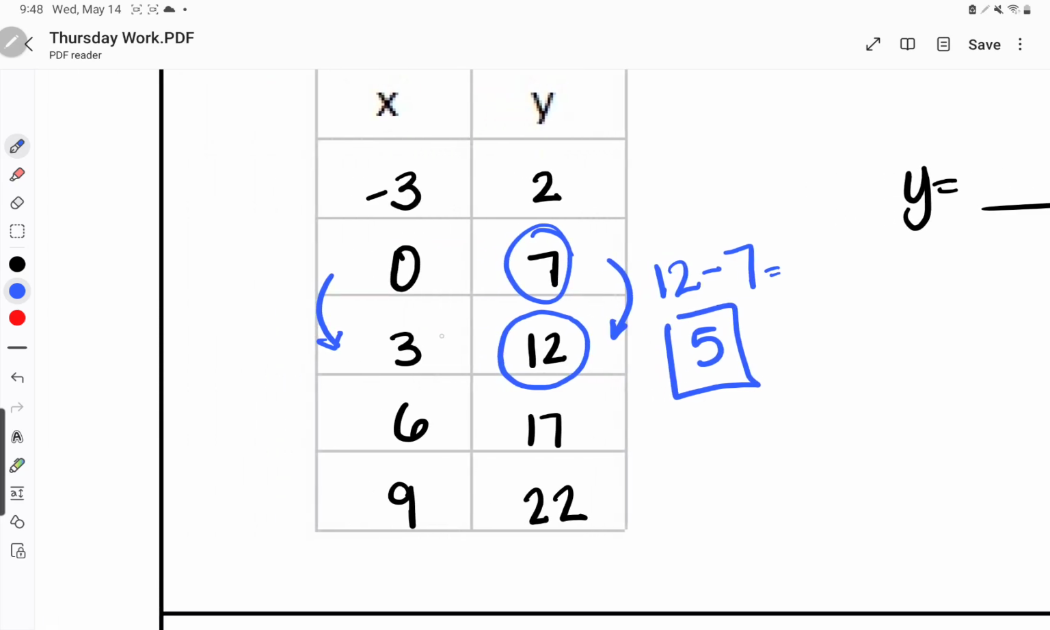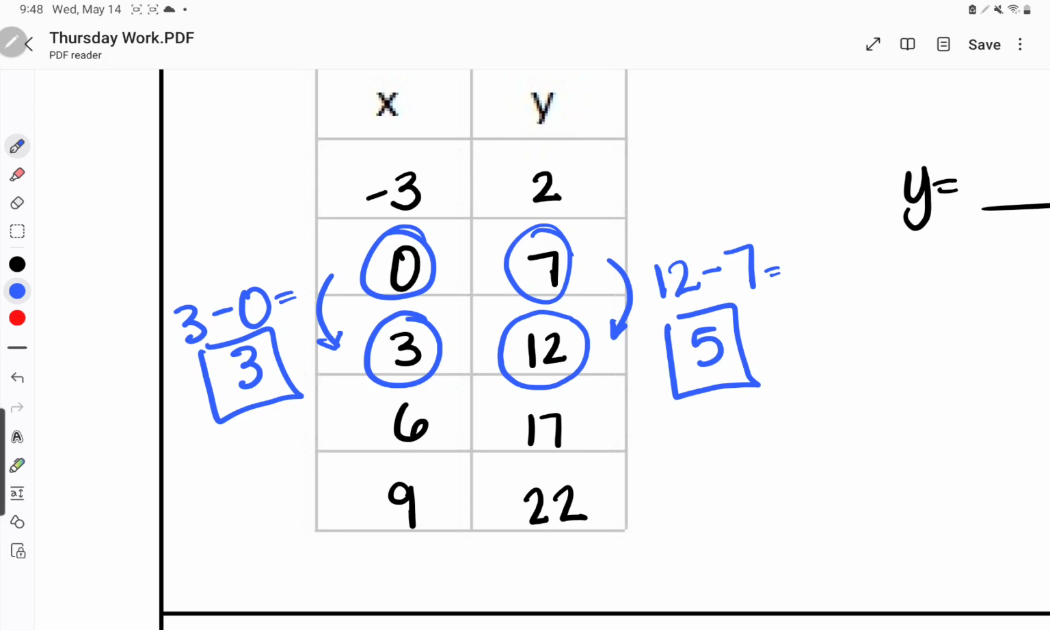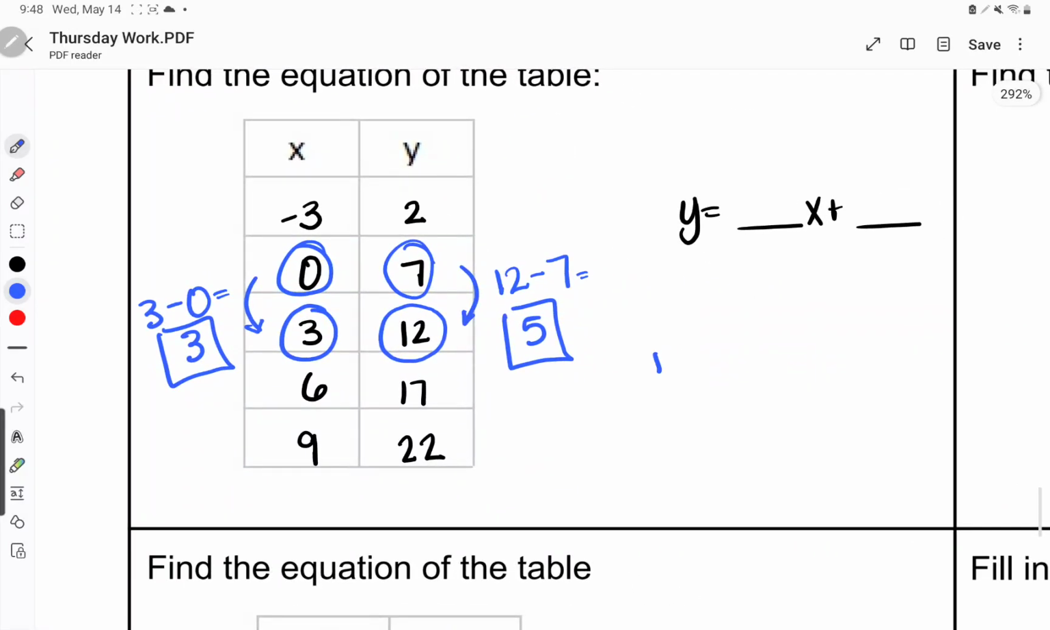Okay, on the left side, what would I subtract? I subtract my bottom, which is 3, minus my top, which is 0. Then 3 minus 0 equals 3. Now remember, M is what side over what side? It's right over left. So I would do 5 over 3x plus.